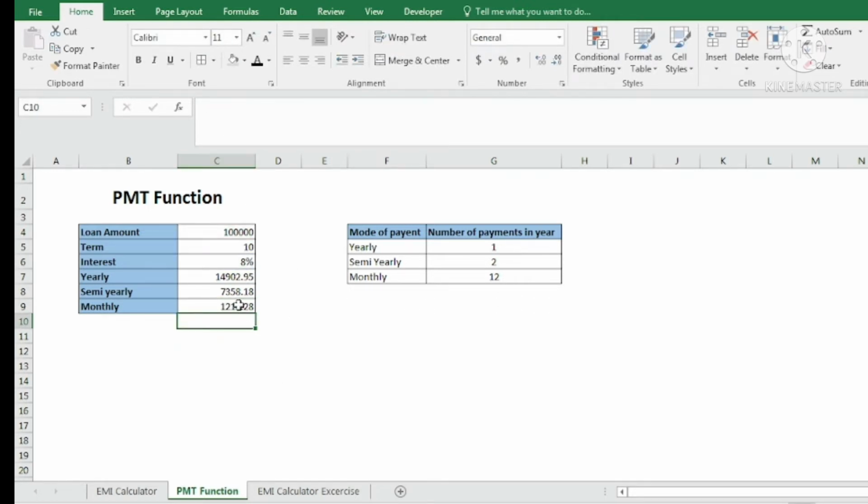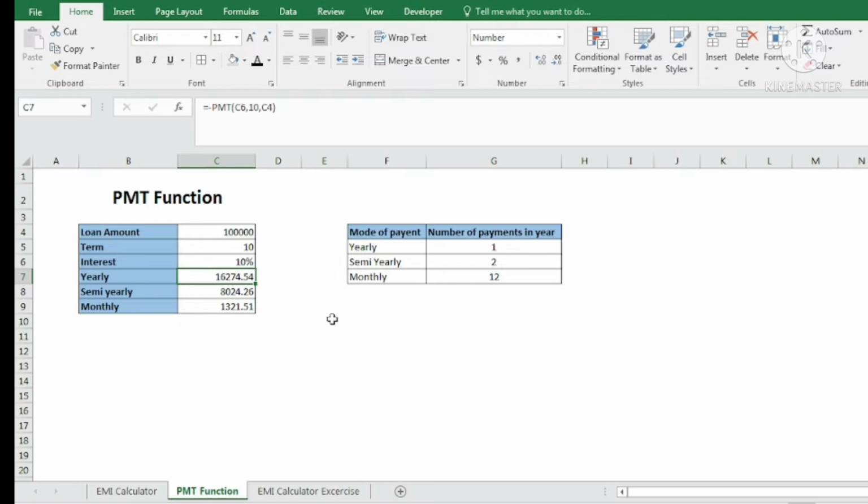So this is how we calculate the EMI, that is the monthly installment, for 1 lakh of amount for 10 years at an interest of 8%. The EMI, that is the monthly installment, is 1213. If I change it to 8.5 or 9%, it will change. I will change it to 10%, and it becomes 1321, and the rest of the yearly and semi-yearly also change. So this is how we use the PMT function to get the monthly installment.